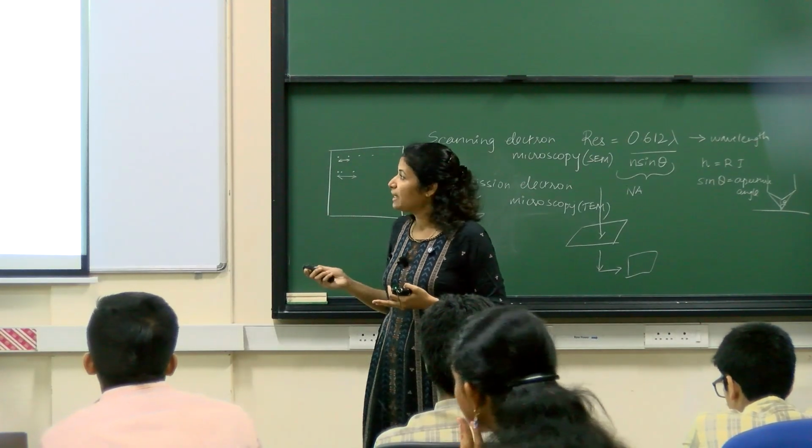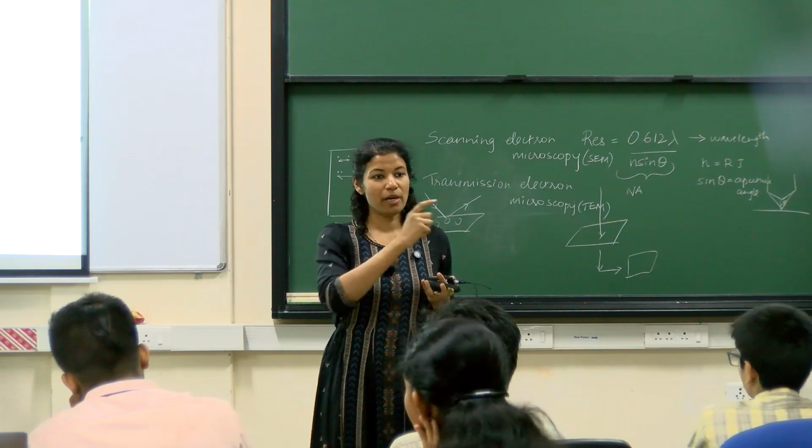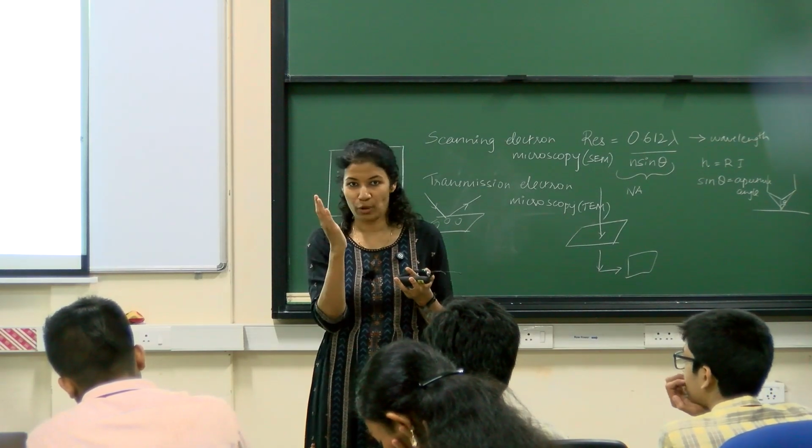Okay. The second part that you need to know is lenses. Electrons are subatomic particles, right? So they don't interact with glass and all. So you can't use glass. What we use here is a coil. We use a metal coil to deflect this electron beam.